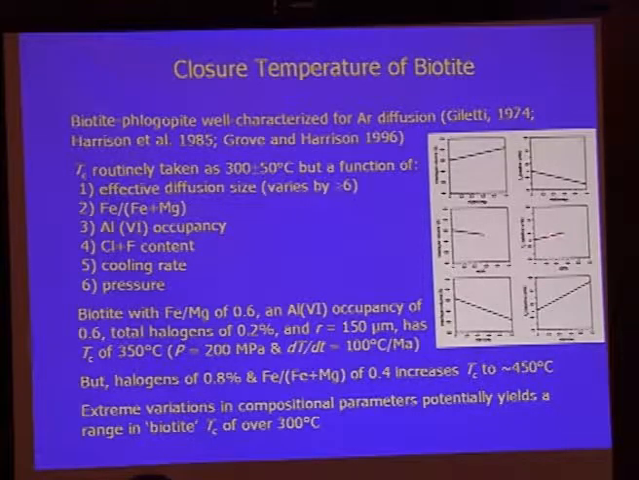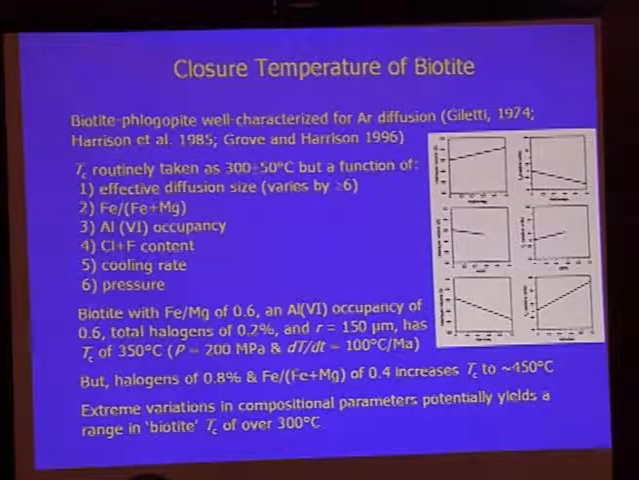The nature of aluminum occupancy changes closure temperature by tens of degrees. The halogen content is extremely significant. You can change the closure temperature 100 degrees depending on how much OH or fluorine and chlorine. And of course, they're all a function of cooling rate and pressure. My point is that there are biotites that have a closure temperature of 350 degrees, but subtle changes in the halogen content or the aluminum occupancy or the iron-magnesium ratio can make it 450. Indeed, the range of closure temperatures is substantial, much greater than you would guess by looking at the literature and seeing these nominal closure temperatures.